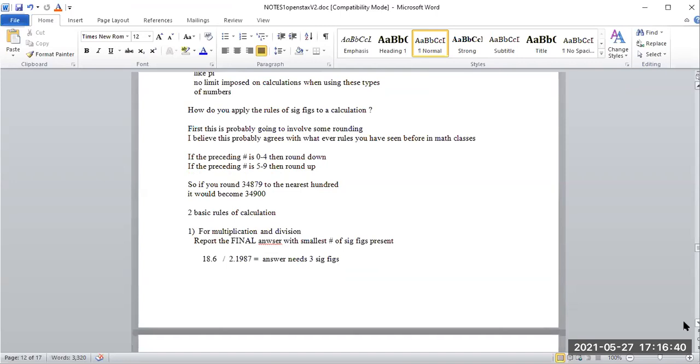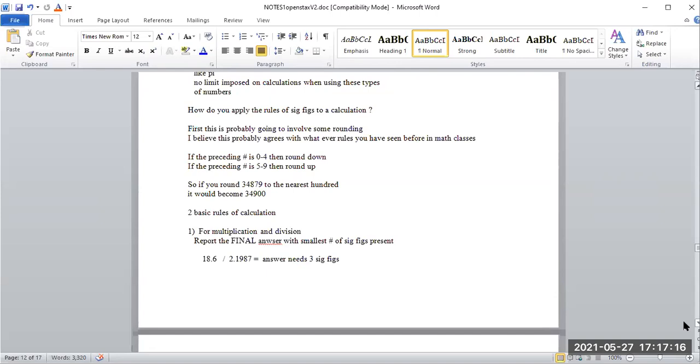If I have 34,879, and I want to round that to the nearest 1,000, actually to the nearest 100, so I'm rounding it to where the 8 is, but I have to look at the number that comes afterward, the number that comes to the right of it. And I have 8, 7. So I'm going to round up and call it 34,900.